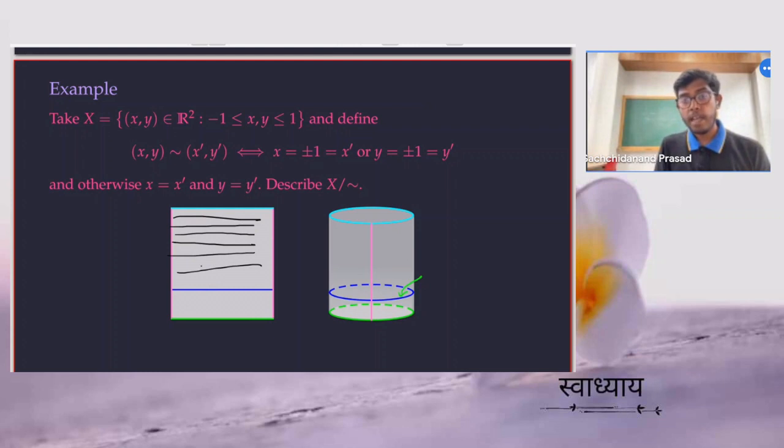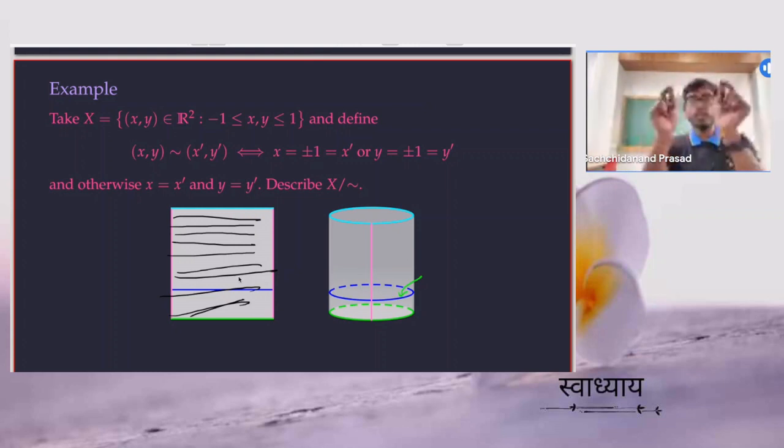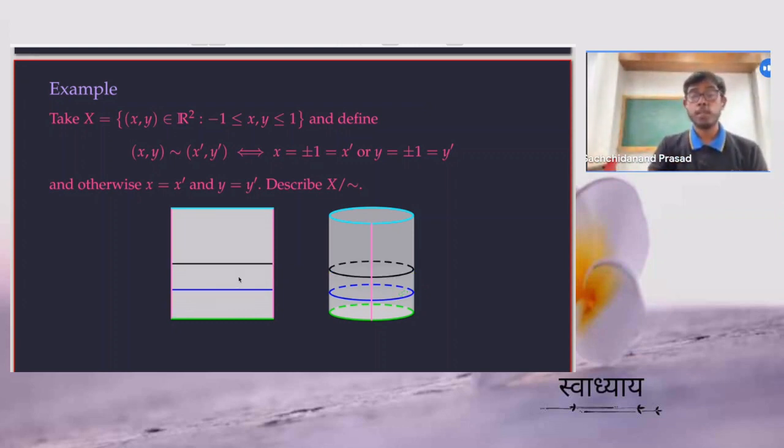Okay. And what are we doing? We are just taking each of the lines and gluing them to get a circle and stacking them to get a cylinder. That is precisely what we are doing. Okay, so we have this kind of thing.